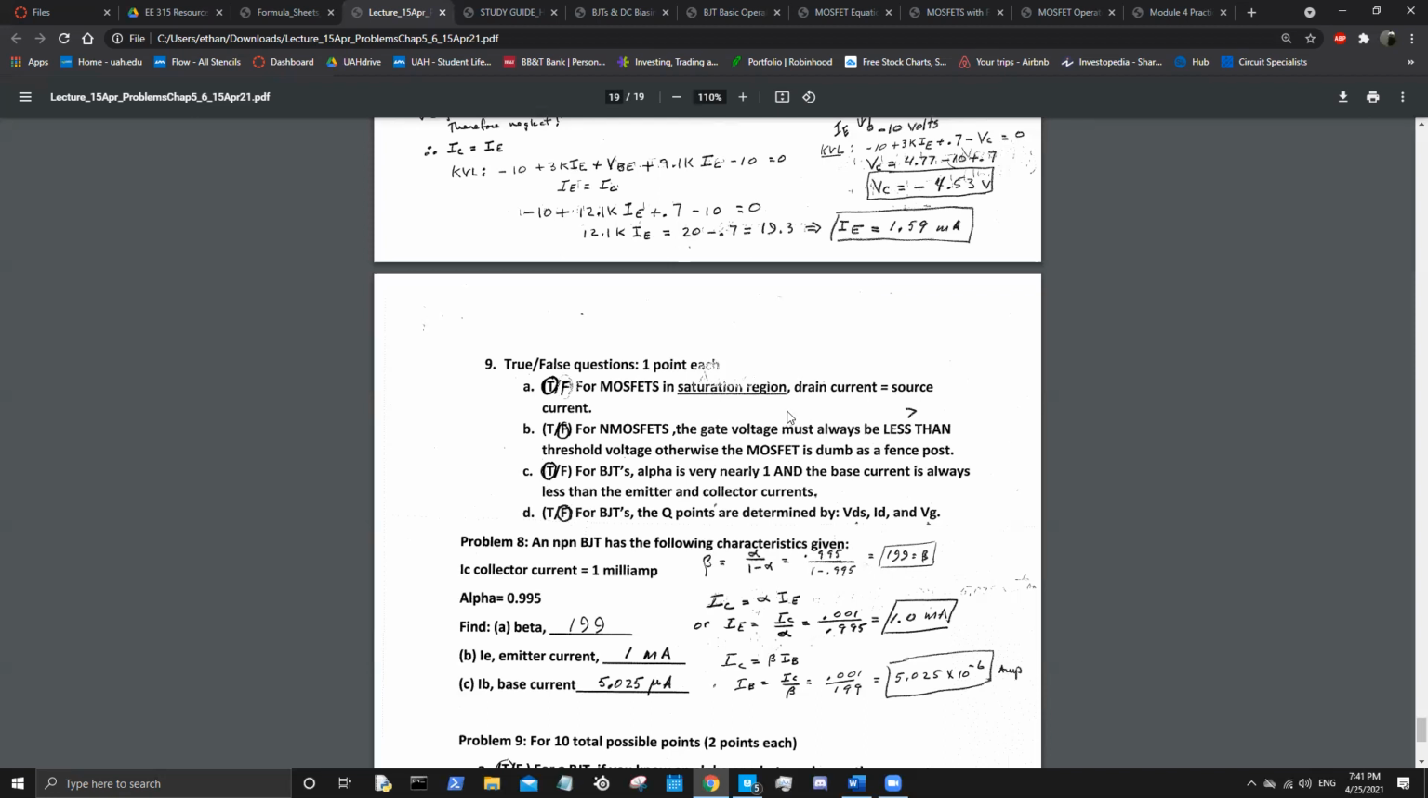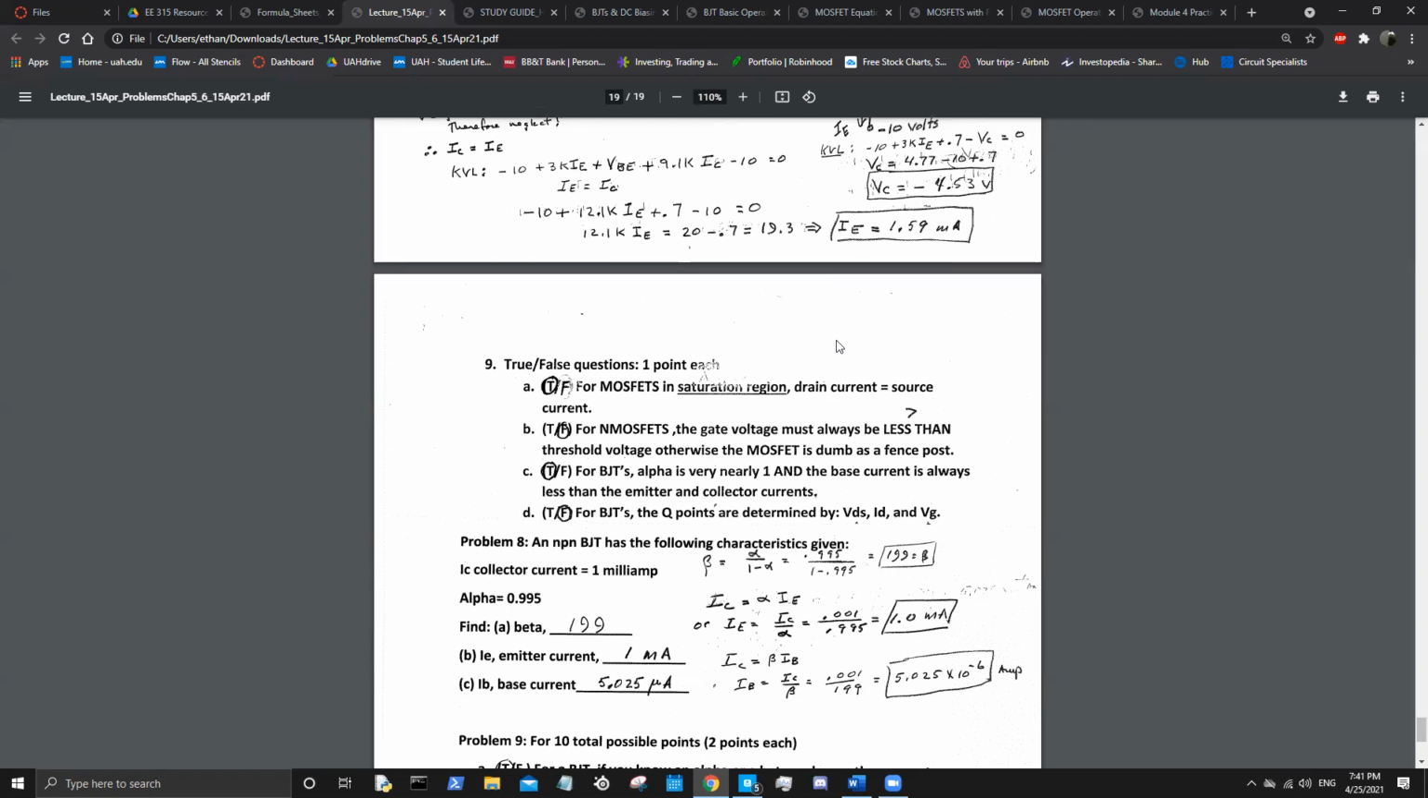Exactly. All right. True, false. For MOSFETs in saturation region, drain current is equal to source current. So this is yes. So the drain is equal to source. So you don't lose any current across it when it's in saturation.